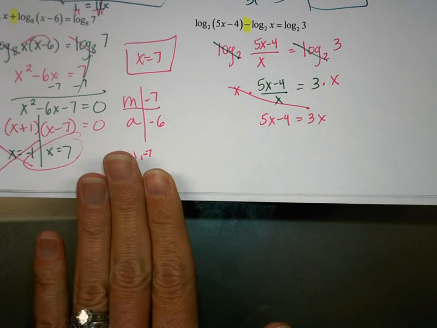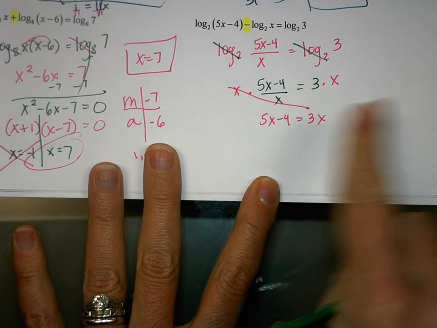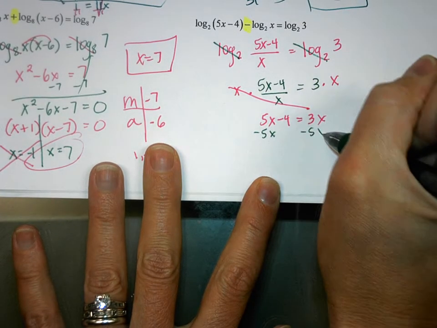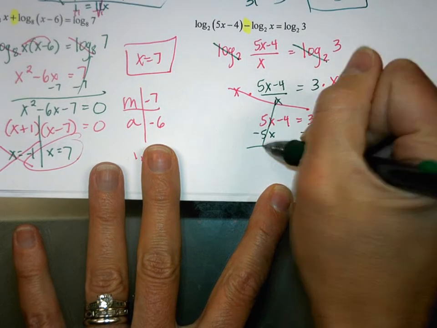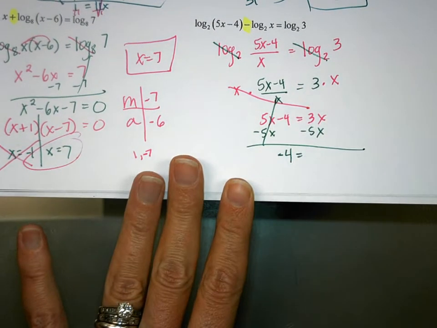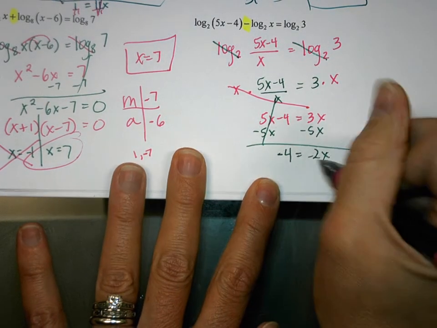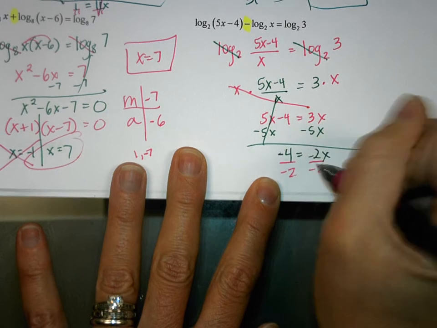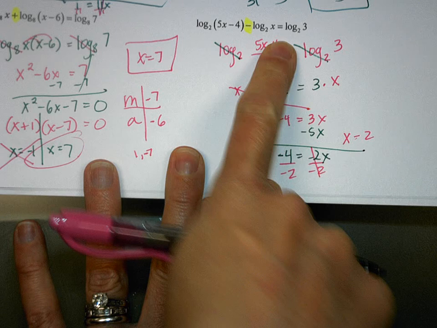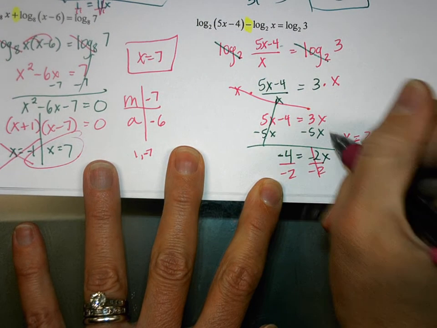Next we will subtract 3x. I would subtract 5x because it'll just give me less work, but it's not wrong to do it this way. This way I get all the x's on one side, so I have negative 4 equals negative 2x, and then I can just divide by negative 2 on both sides, and x = 2. When I double check, 2 will work here, 2 will work here, it won't give me a negative, and that is my answer.